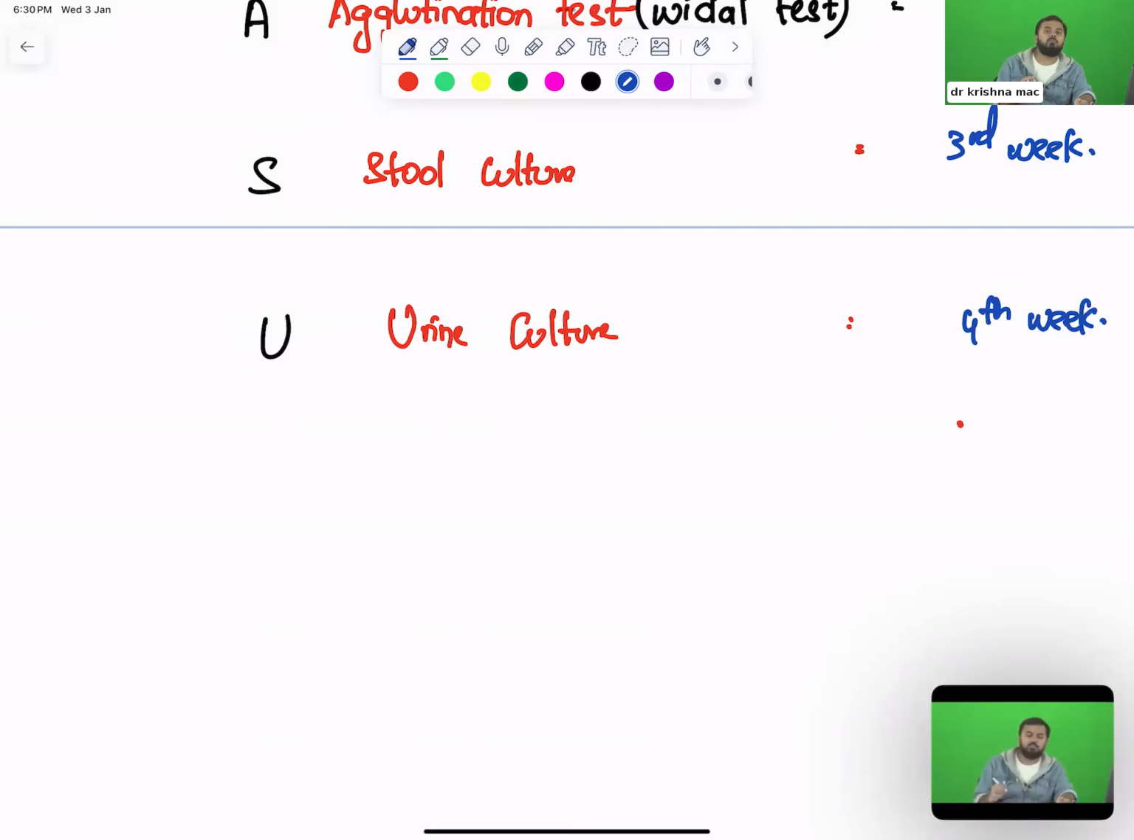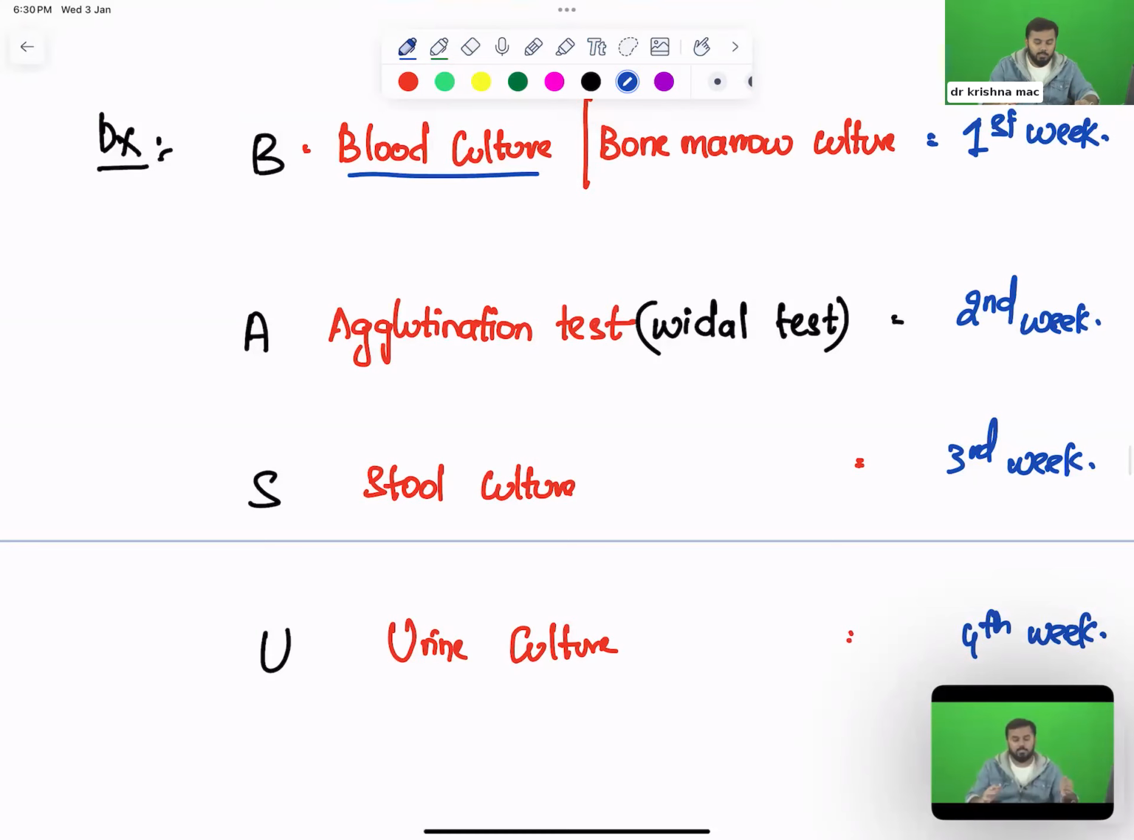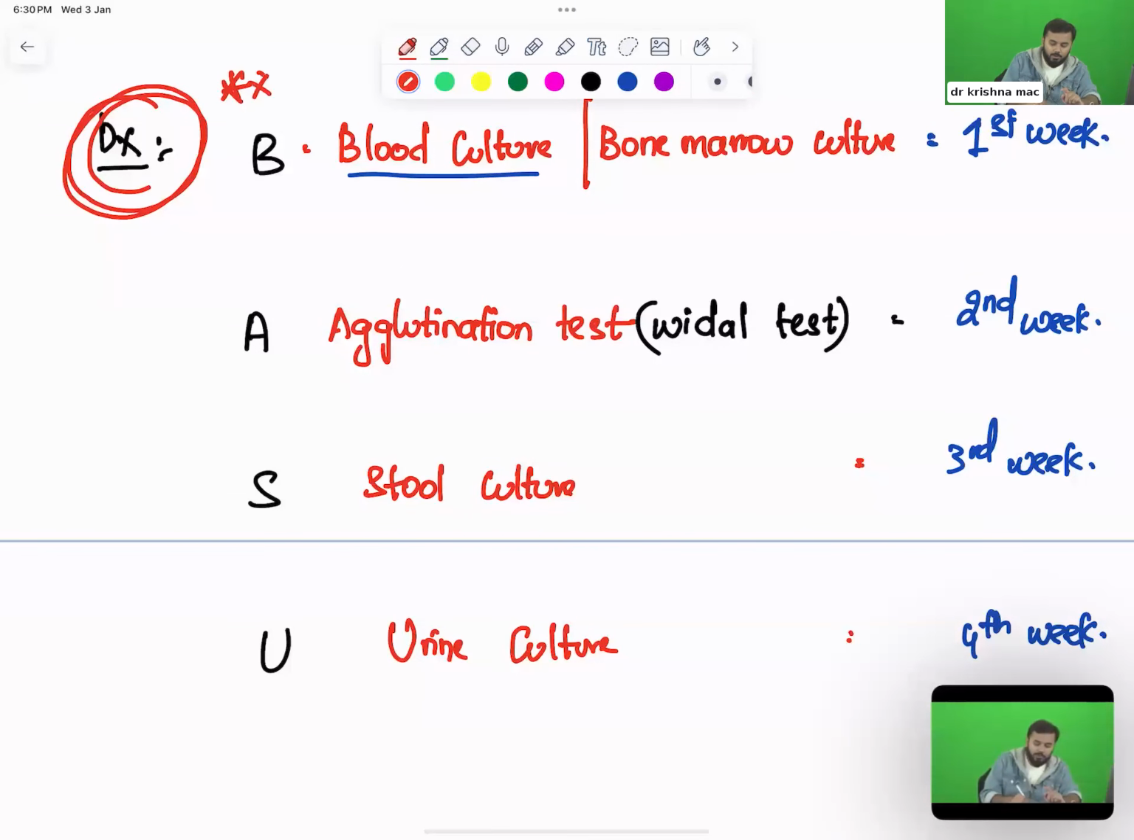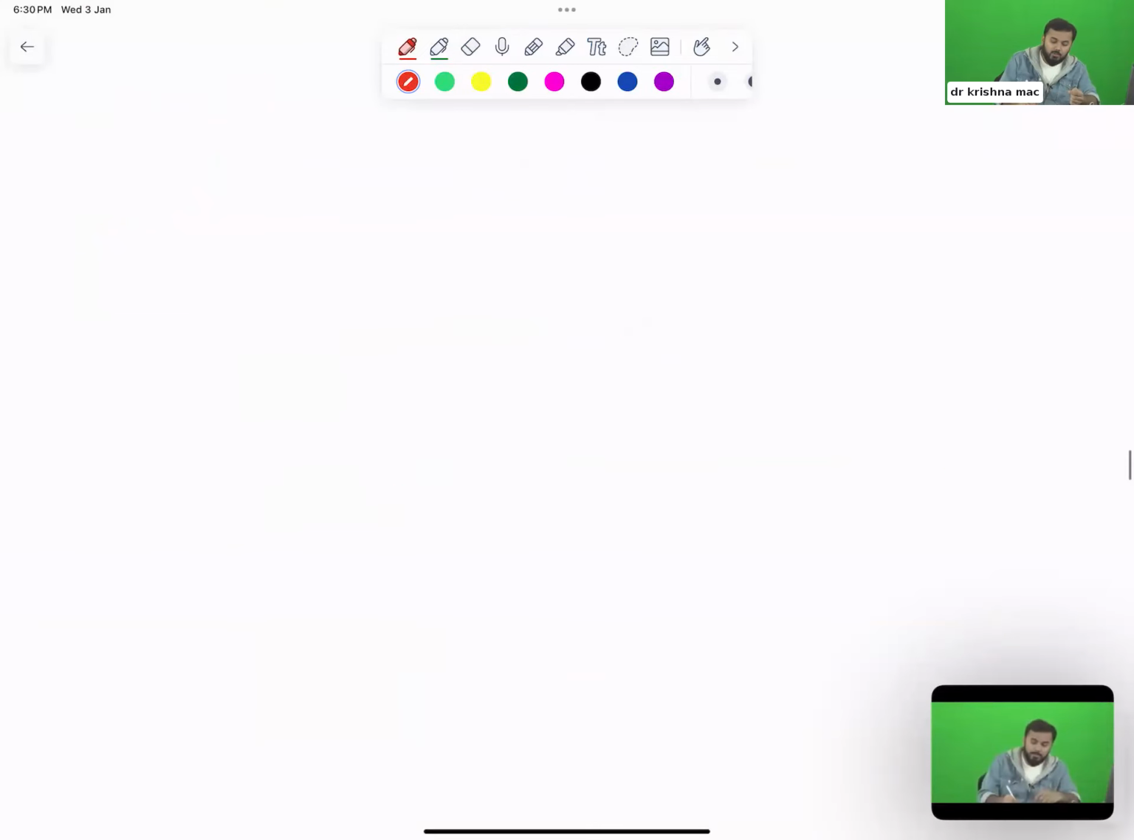So each week, what are the tests you basically do are these. So you can remember by the mnemonic BASU. Okay. So this is very important. Diagnosis is very, very important. Okay. Right. So finally, what is the treatment which you give to this patient?